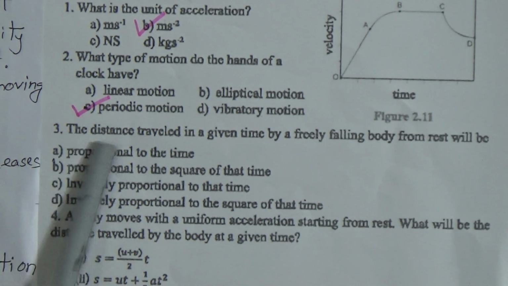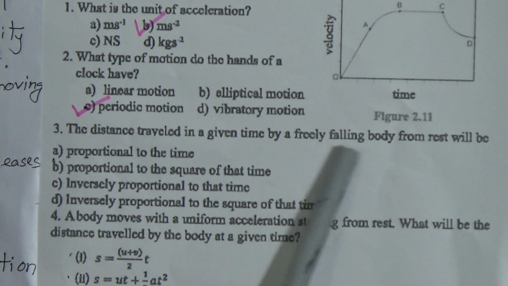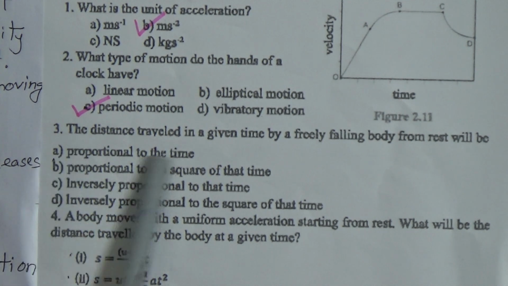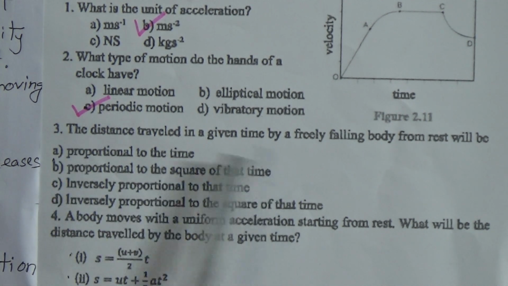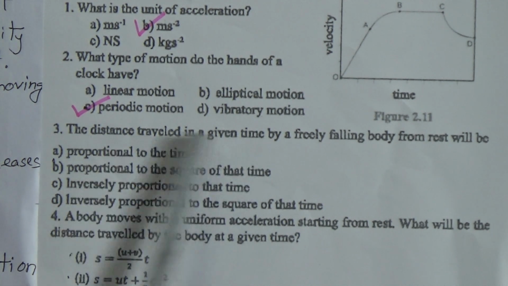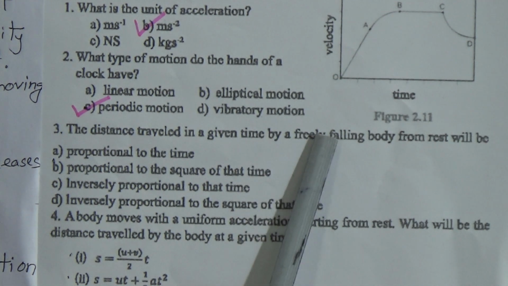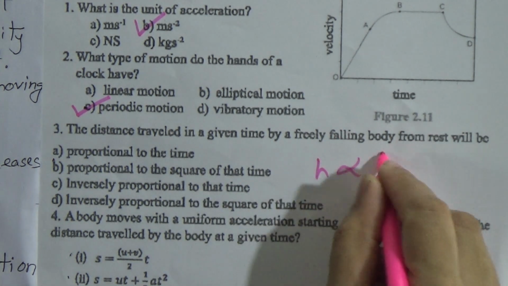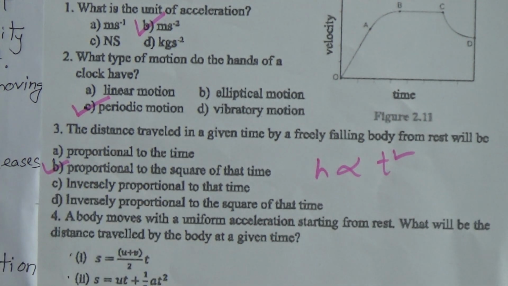Now come to number 3, the distance travelled in a given time by a freely falling body from rest will be: option A, proportional to the time; option B, proportional to the square of the time; option C, inversely proportional to the time; and option D, inversely proportional to the square of the time. From the laws of falling bodies, we have already learned that h is proportional to t square. That means option B is correct.